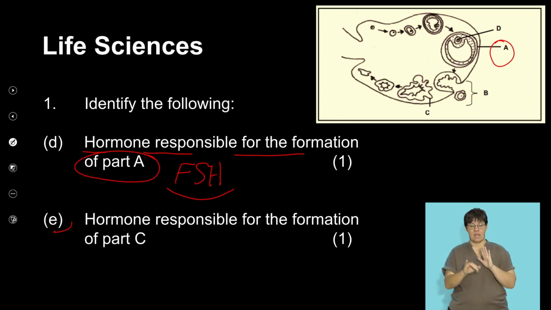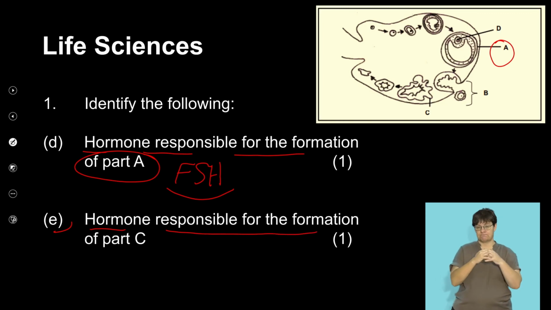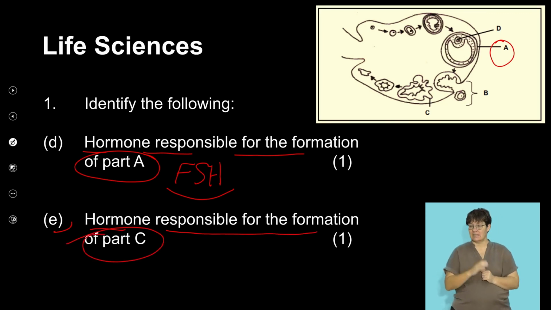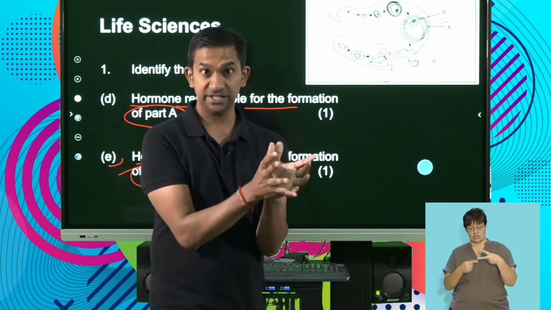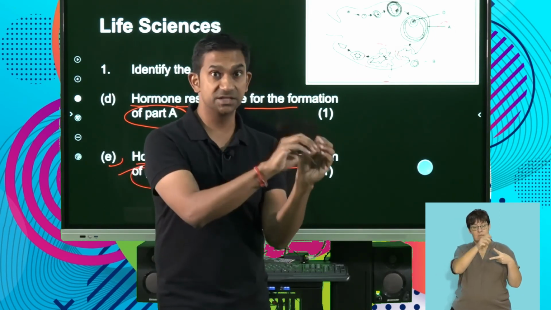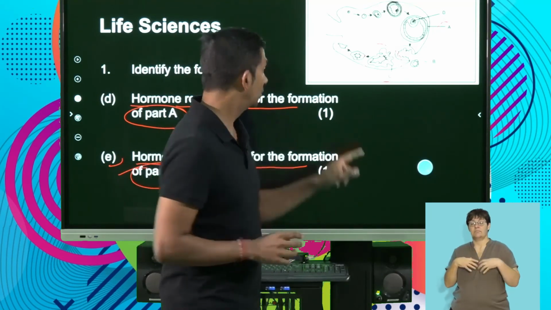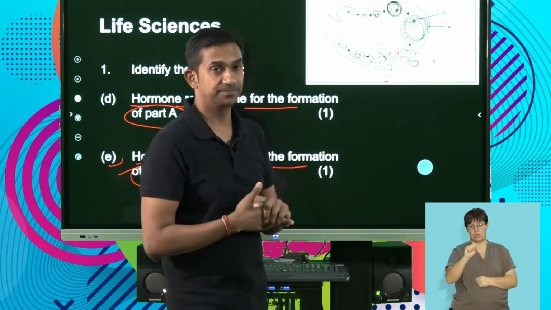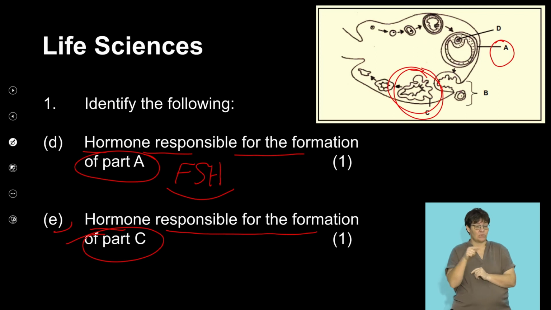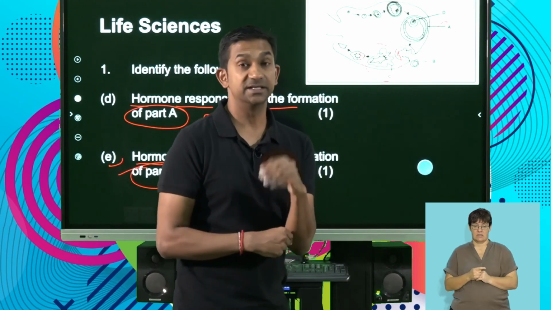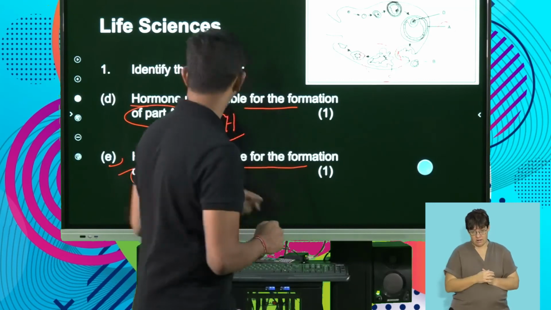The next question would be, we've got to identify the hormone responsible for the formation of part C. So part C is the corpus luteum, and if we look at the pituitary gland, it produces two hormones, FSH and LH. So FSH, we mentioned, targets the primary follicle, stimulating its development. However, LH is responsible for maintaining the structure here called the corpus luteum. So the hormone that is responsible for the formation of part C is called luteinizing hormone. Again, the corpus luteum is stimulated by luteinizing hormone.